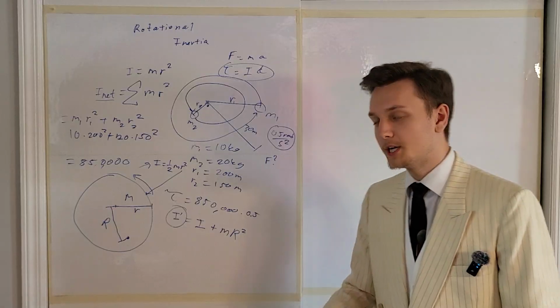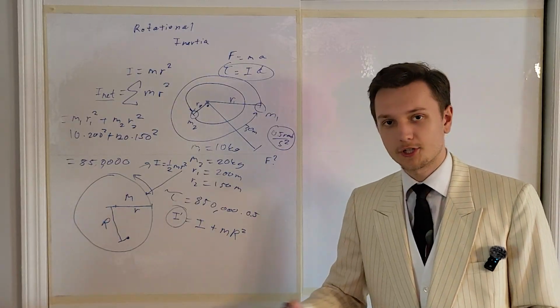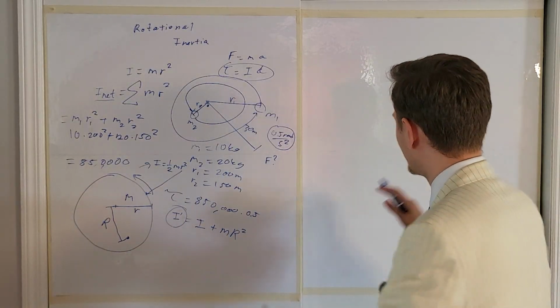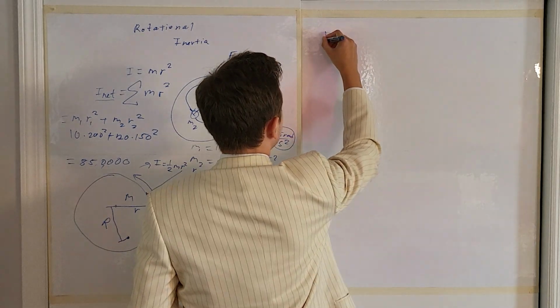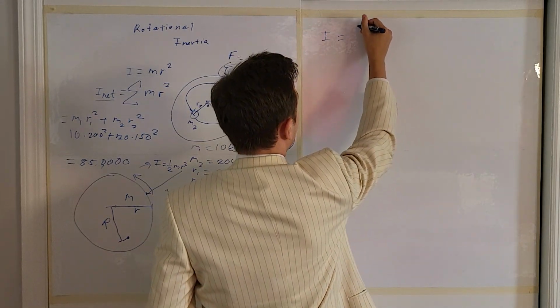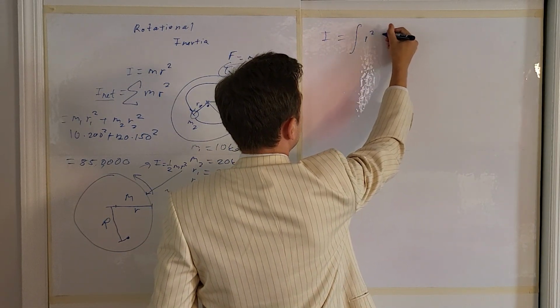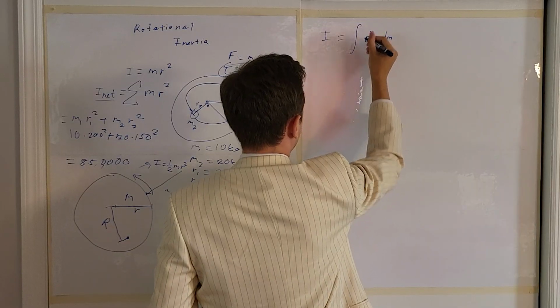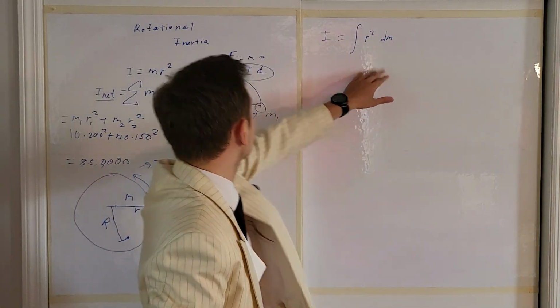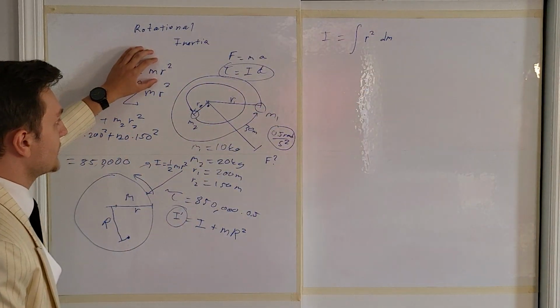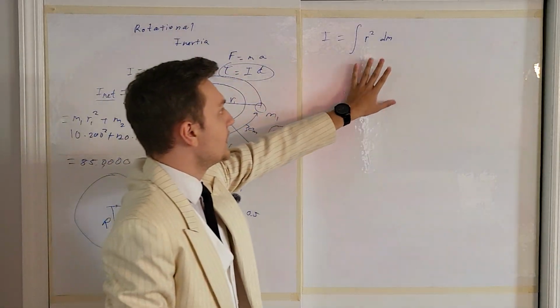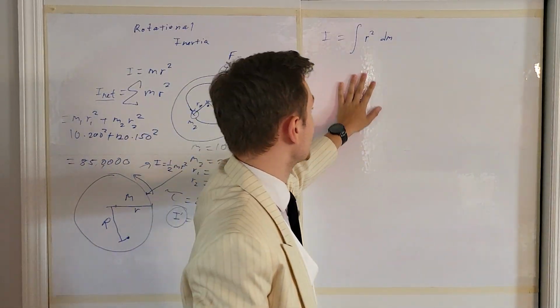So we need an equation to calculate its rotational inertia around its center of mass. And the equation is the rotational inertia equals the integral of r squared dm, okay? So this is basically exactly what I showed you right here, except now it's in a differential form.